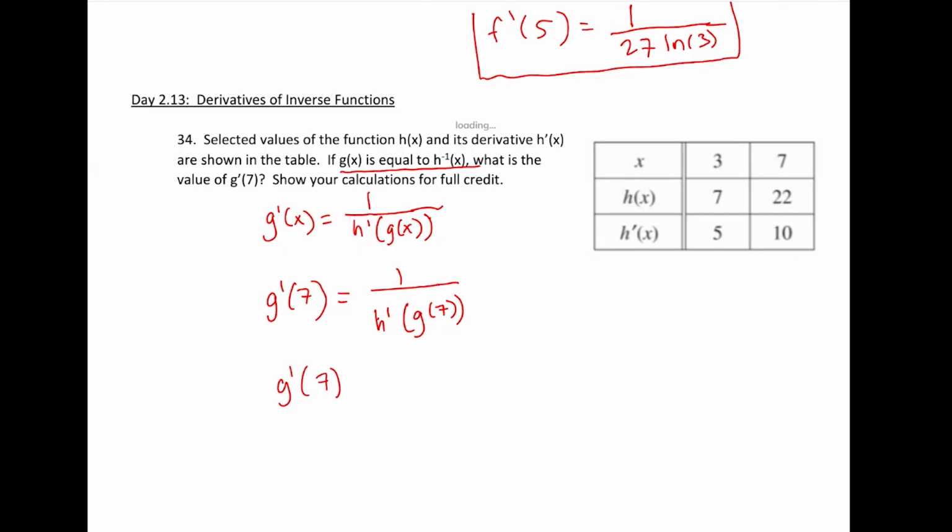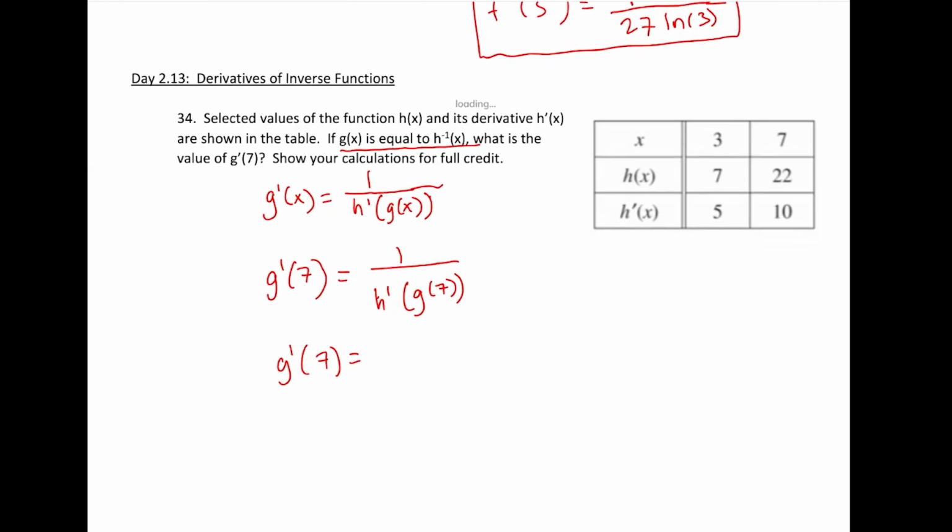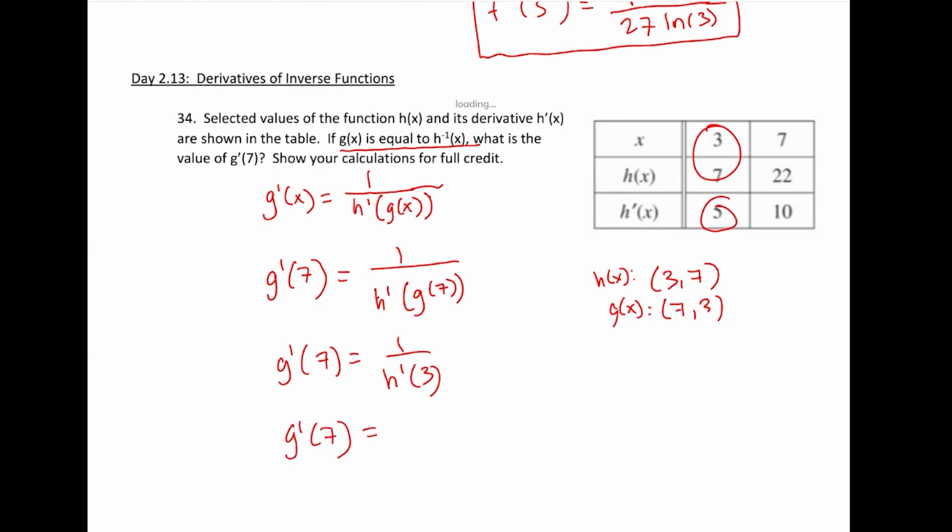So let's evaluate that one step at a time here. g of 7. Now, g is the inverse of h. So if we have a point (3, 7) on h of x, which we can see right here, then on g of x, which is the inverse, we should have a point (7, 3). So g of 7 should be 3. So this is going to be 1 over h prime of 3. And we can see h prime of 3 is 5. So g prime of 7 is going to be 1 over 5.